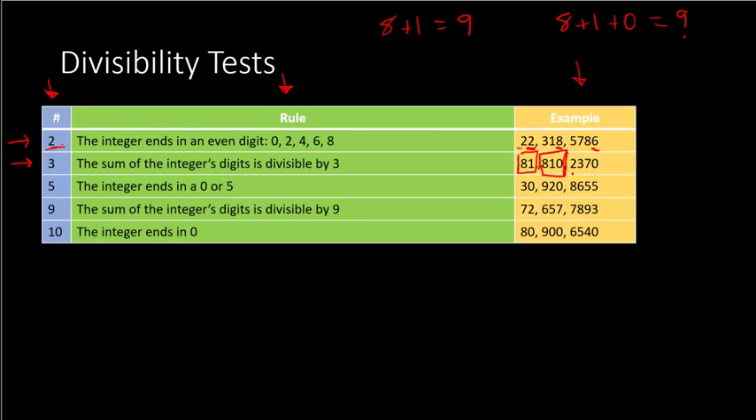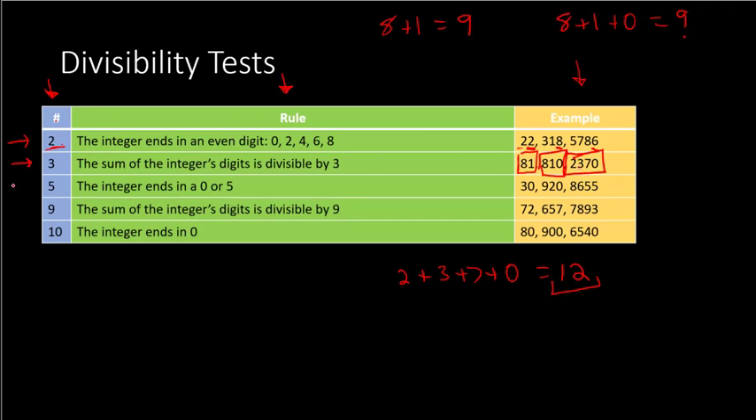And we'll do one more example. Here we have 2,370. If we add up those digits, 2 plus 3 plus 7 plus 0, well, that gives you 5 plus 7, which is 12. And can you divide 12 by 3 without a remainder? Well, yeah, 12 divided by 3 is 4. So therefore, because you can divide the sum by 3, we can divide this entire number by 3. And that is the rule for dividing by 3.